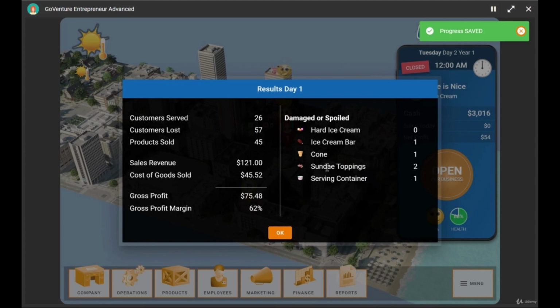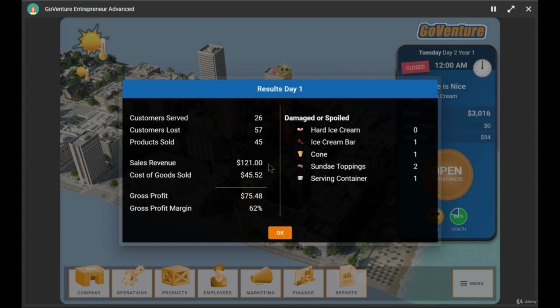Now here are our results for the end of the day. We've served 26 customers. We've lost 57 customers. That's part of business as well. Sometimes you lose customers. We won't go into that detail because we're focused on accounting here today. And we've sold 45 products.